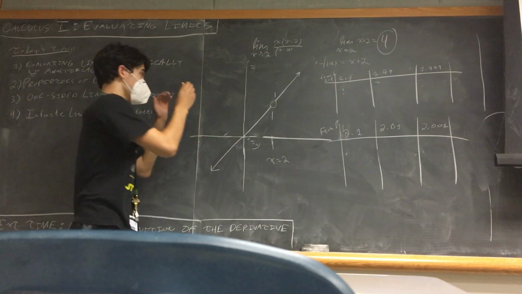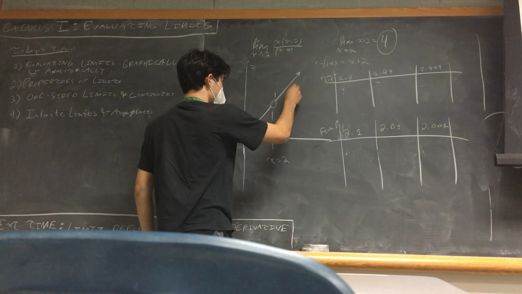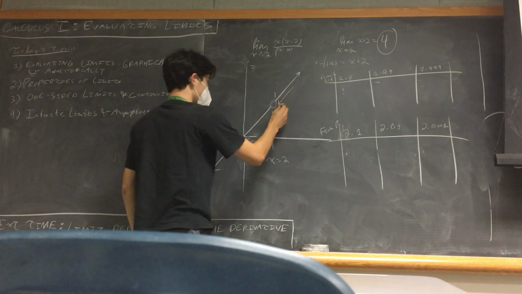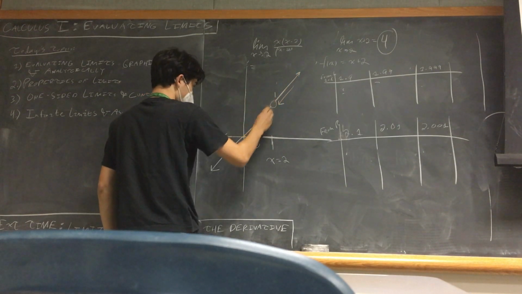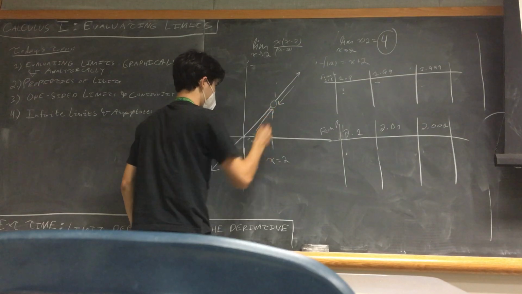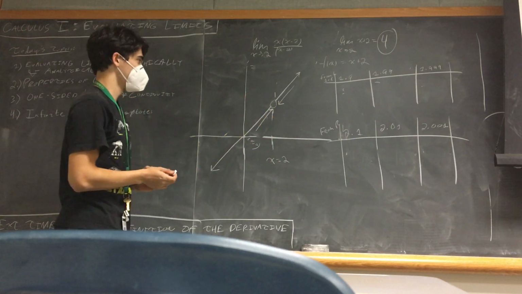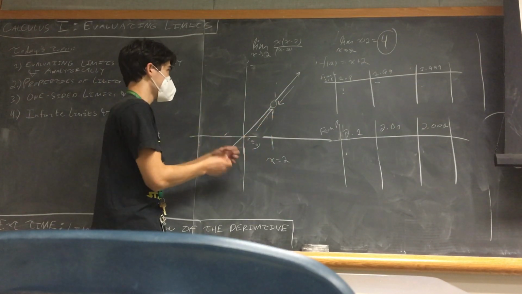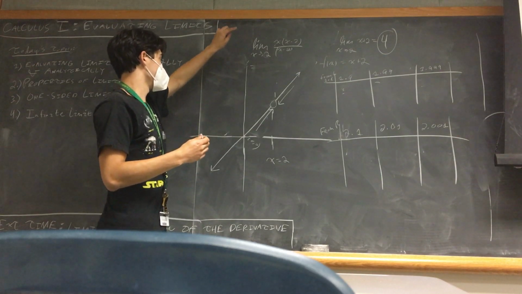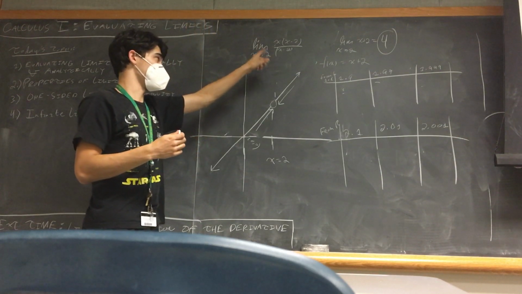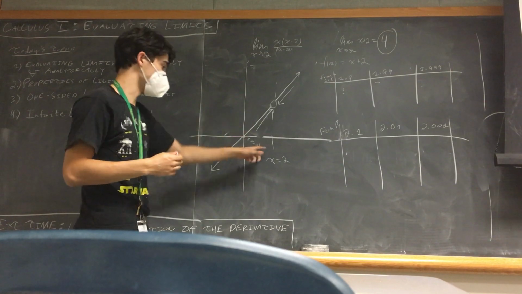But if you look at the graph, it looks like it's clearly approaching a value from this side and this side. So let's take the limit. Let's try to take the limit of this function, f of x, as x approaches 2.